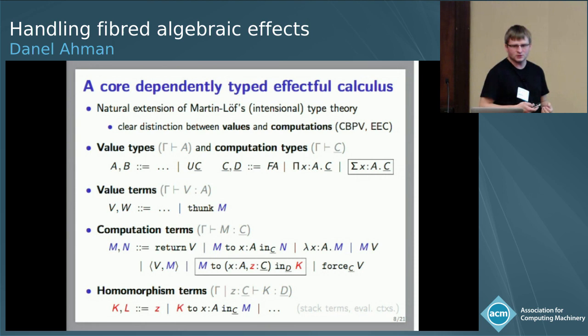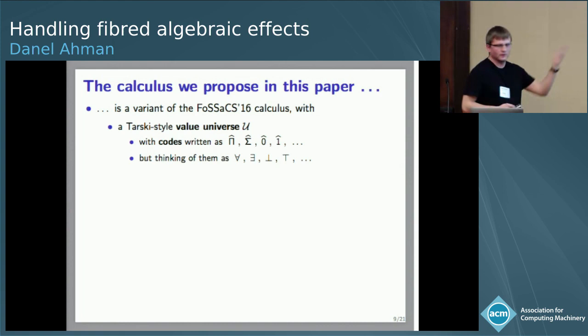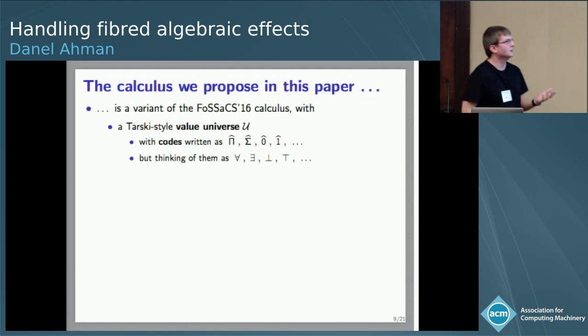So when we are working in the setting of algebraic effects and handlers in this paper, we're looking at a small variation or extension of it. We will have a Tarski-style value universe around. This is the universe we use for logical reasoning. So it will be closed under sigmas, pi's, the empty type, the unit type. They will be written as the hats over the symbols. But I'm really thinking of them as the logical operators in this talk.